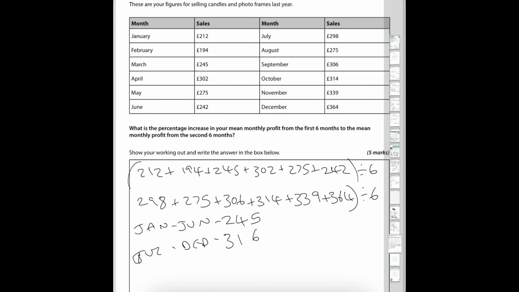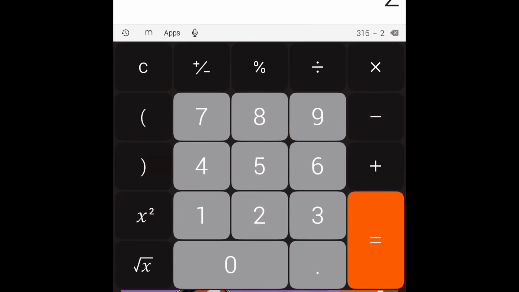So we've got the 2 there now. What we need to do is find the difference and then work that out as a percentage. So it's asking you to get the percentage increase in your mean monthly profit from the first 6 months to the second. So let's work out what the difference is. So 316 minus 245 is 71.